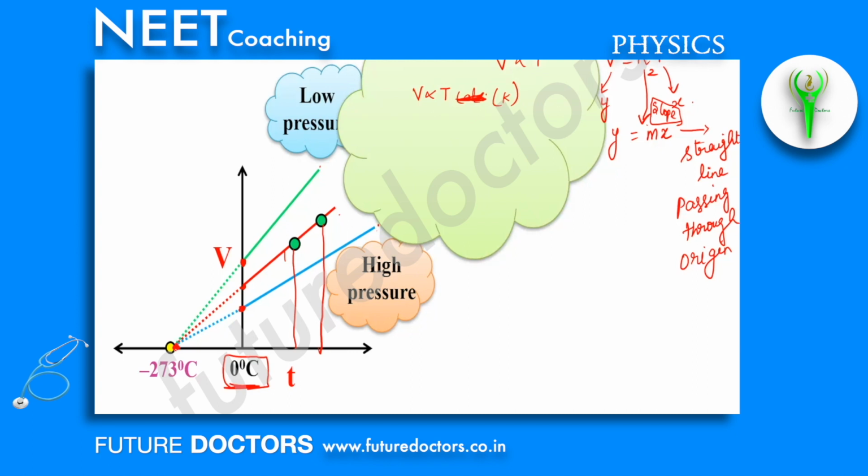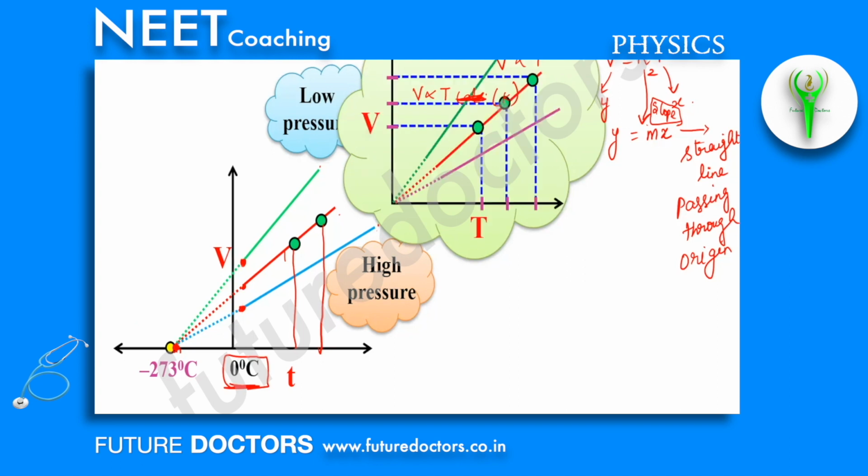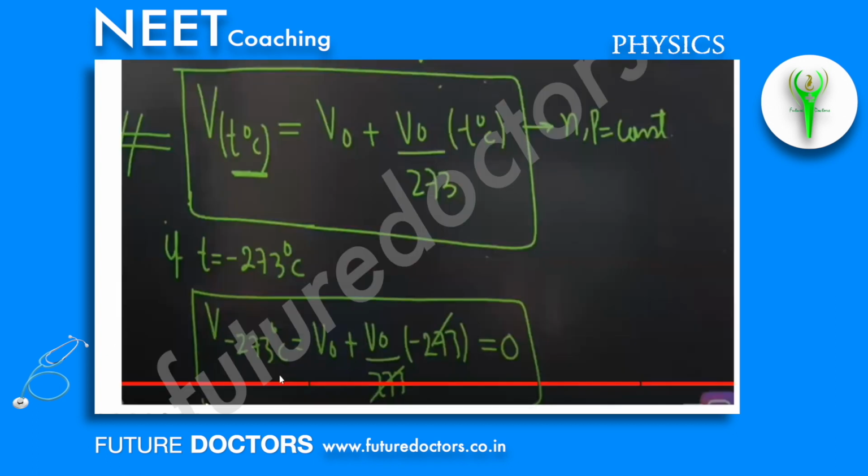So now this becomes the origin for this graph, where the volume is plotted against temperature. This is the case at minus 273 degrees, where the volume occupied by the gas is 0. So the gas does not exist in the gaseous state. It is converted into liquid or solid.